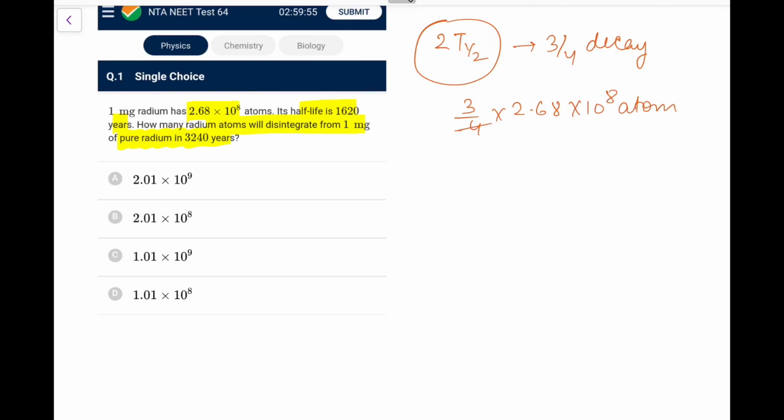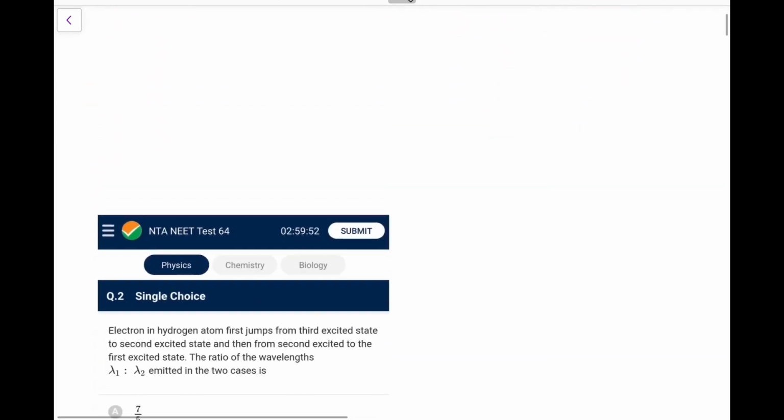So if you do this, this comes out as 0.67. So 3 sevens are 21, 3 sixes are 18 and 2 is 20. So 2.01 into 10 to the power 8 atoms. So we'll go for option B. That is the most appropriate out of these. So it's the first question.